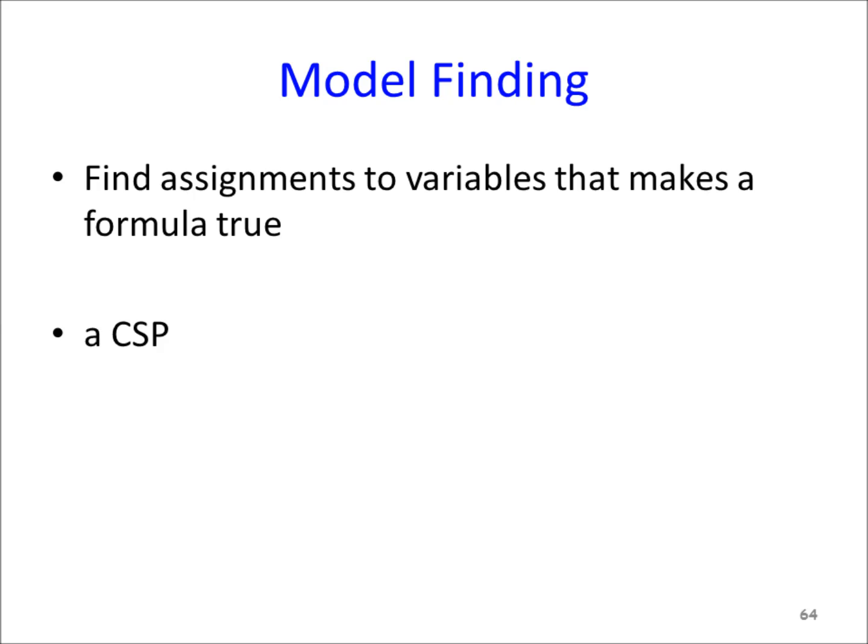We have variables, which are the n variables in my domain. We have values. What are the possible values? True and false for each variable. We have constraints. What are the constraints?